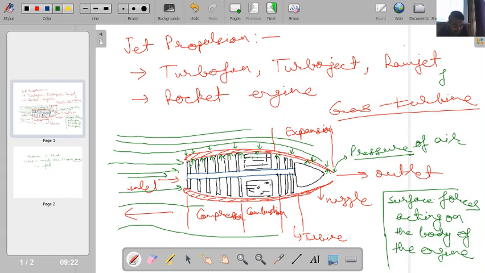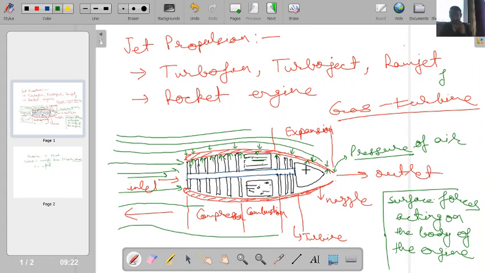For example, this is a combustion chamber. So in the combustion chamber, we will be having complicated geometry. So on the surface of the combustion chamber also, because of the hot gases, some pressure will act. Okay. Then on the nozzle surface also some pressure will act. So ultimately, if we have to calculate the force on the body of the engine, one has to determine the pressure distribution at each and every component of this engine.